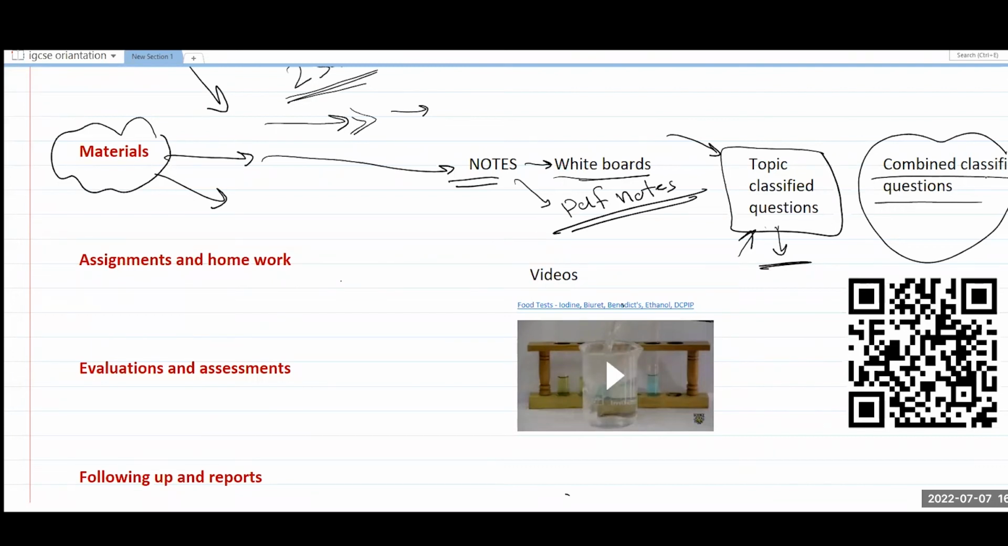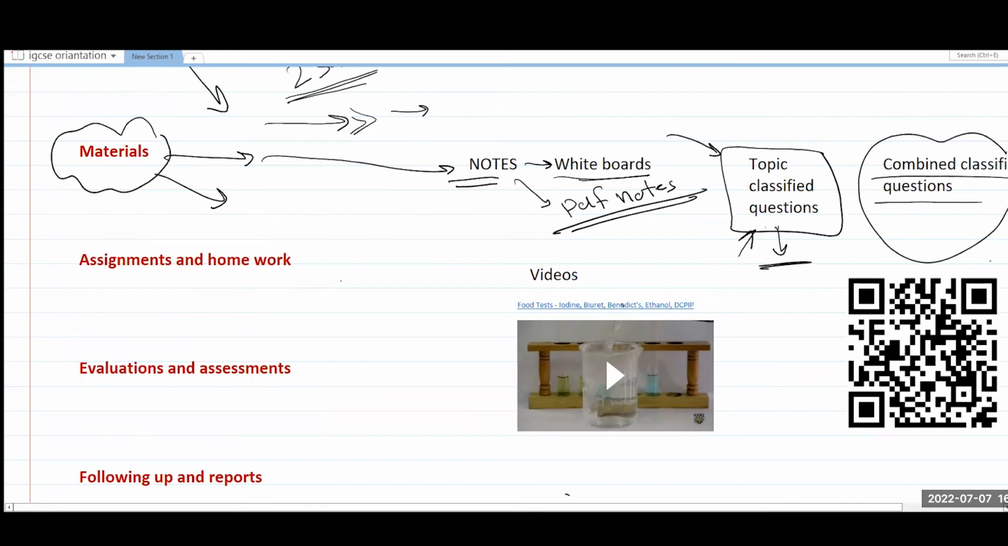And I will tell you, for example, today you will solve 10 pages from this classified material and submit it on that day. And each week I will give you the plan of work for the biology. I will show you now how we can do that.